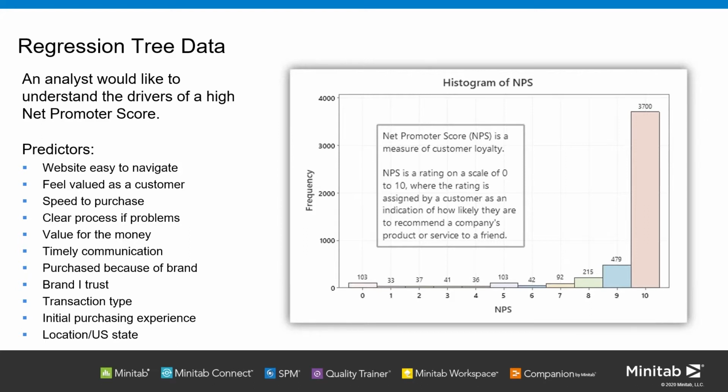So things like, was the website easy to navigate? Does the person feel valued as a customer? What was the type of transaction? Their location within the United States? So a mix of continuous and categorical predictors. And so the histogram on the right-hand side there shows you the distribution of the response, the Net Promoter Score. So you can see how many observations were associated with each of those Net Promoter Score ratings. So that's our regression tree data for today.